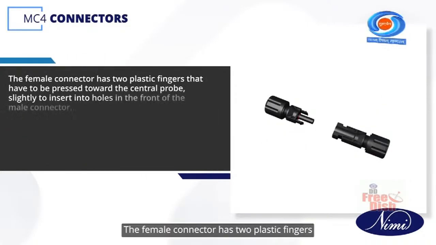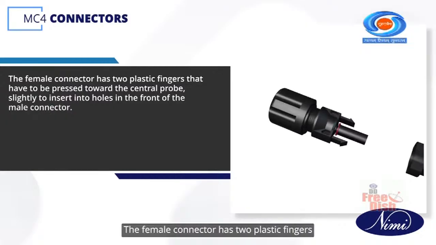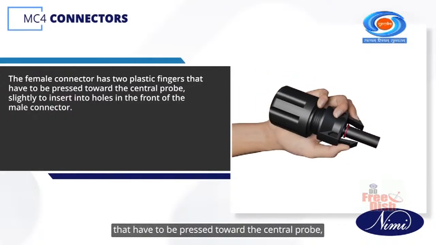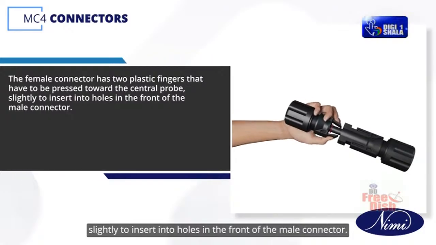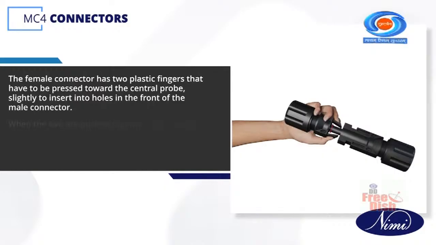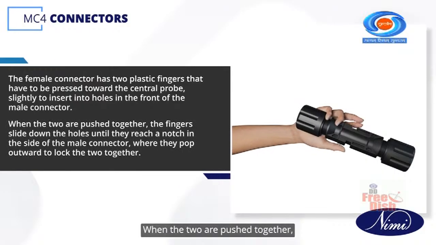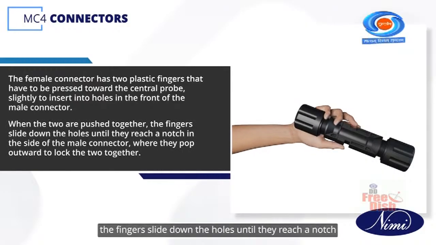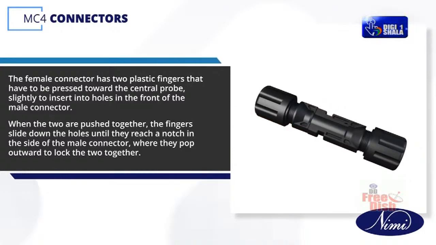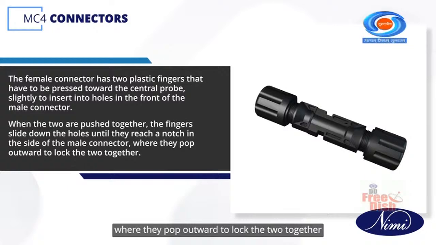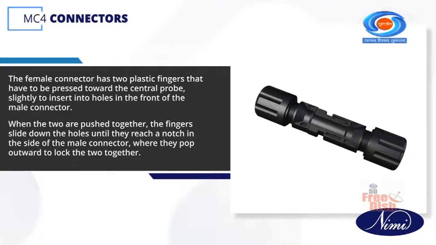The female connector has 2 plastic fingers that have to be pressed toward the central probe slightly to insert into holes in the front of the male connector. When the 2 are pushed together, the fingers slide down the holes until they reach a notch in the side of the male connector, where they pop outward to lock the 2 together.